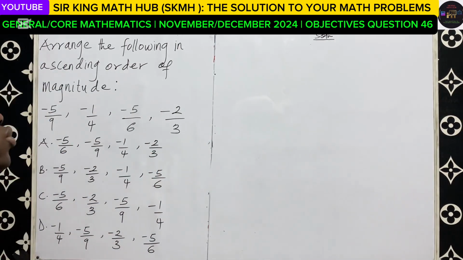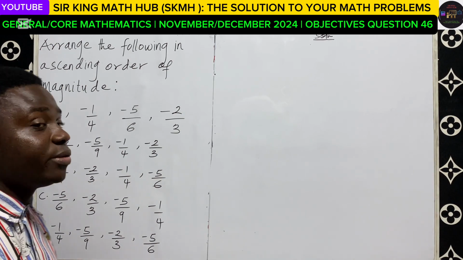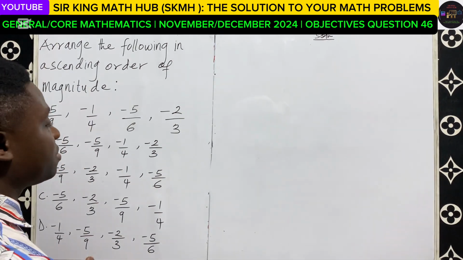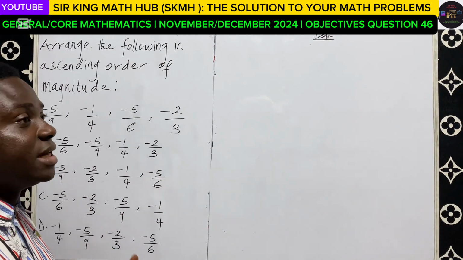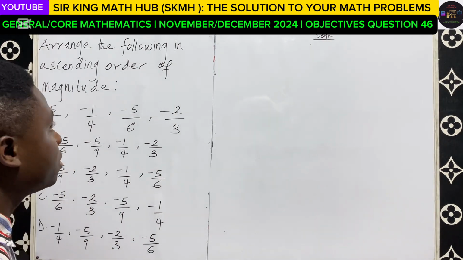Let's quickly solve this question on Core Mathematics, November-December 2024. Objective question number 46. We are to arrange the following in ascending order of magnitude. Ascending order of magnitude is an arrangement done from the smallest number to the biggest number, or from the least number to the highest number.